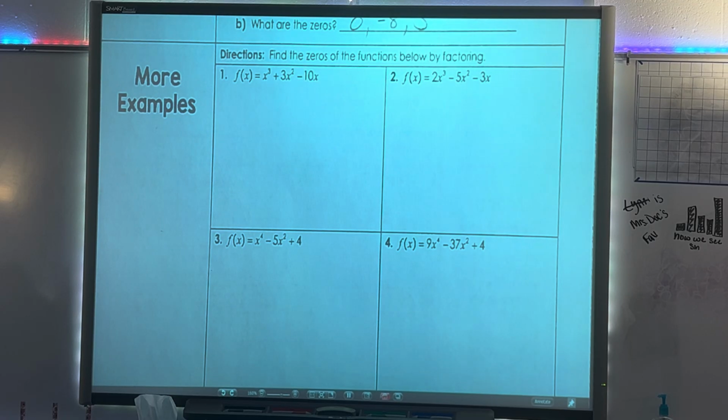What do y'all think? What do you want me to work on, 1 through 4? Any of those, or y'all are okay? Tell me what you want, and I'll do it. 3 or 2? 3?